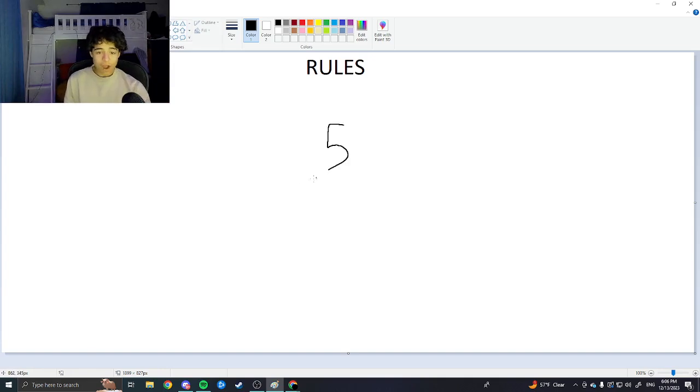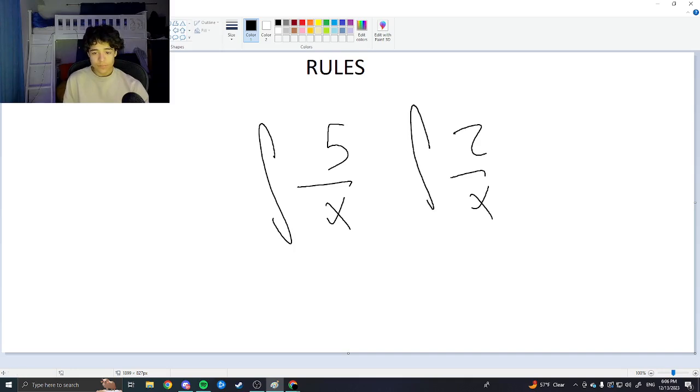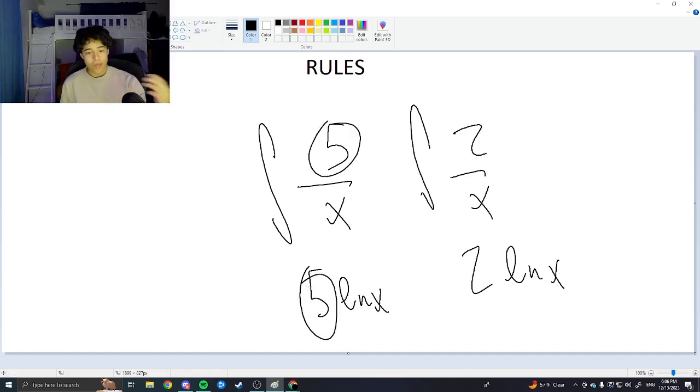If you have something like 5 over x, or you have something like 2 over x, what this turns into when you integrate it is 5 ln x or 2 ln x. Whatever the numerator is, you can just put in front of the ln x, and it works.